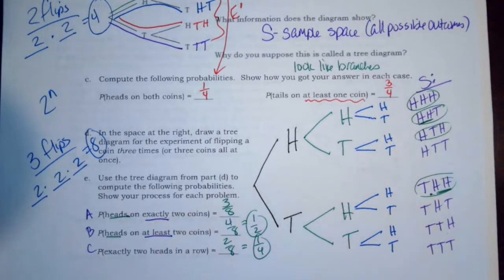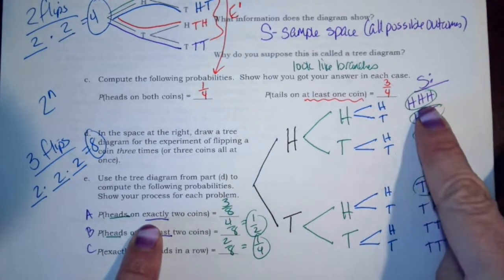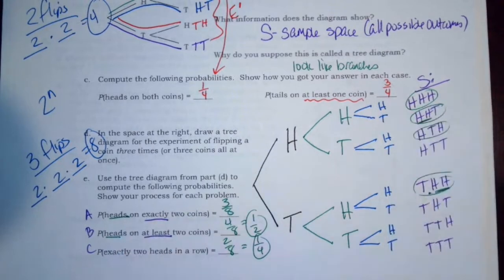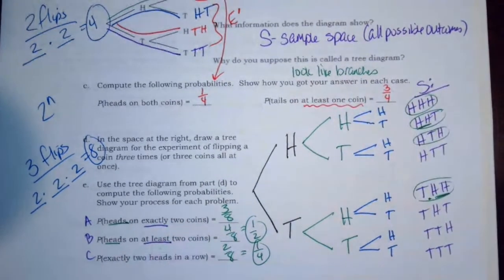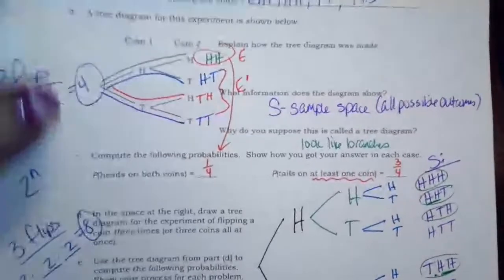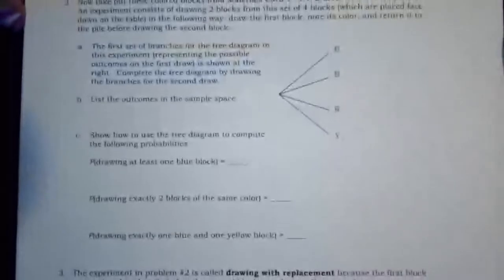Phyllis, yes? Okay, so on A, when they say heads on exactly 2 coins, why don't we count the one that got 3? Because exactly 2, this is not exactly 2, this is 3. Okay, so if it says at least 2, then we can count one that got more than 2. Yes. Okay, I understand now. Yeah, and that's why we do these practice pages, so that we start noticing that those little words that we sometimes slide right past absolutely matter.